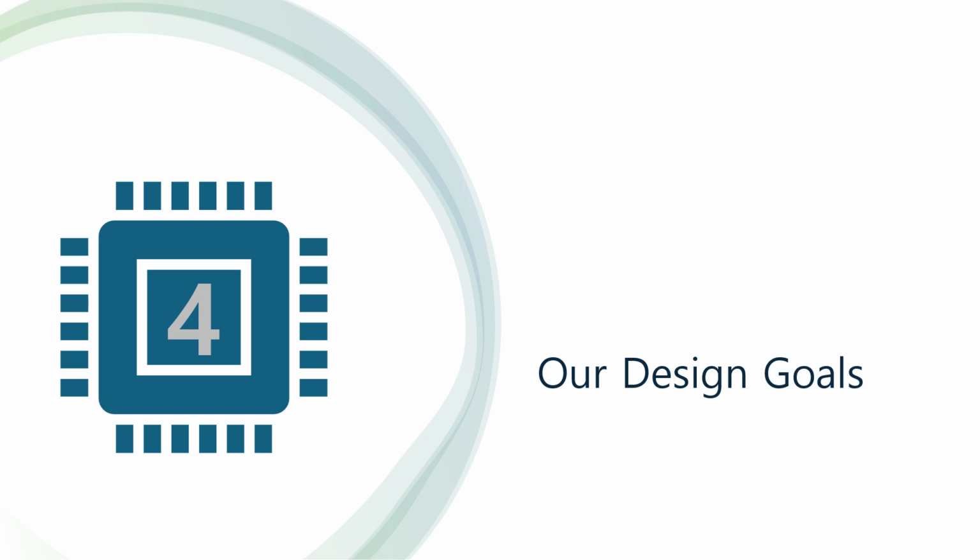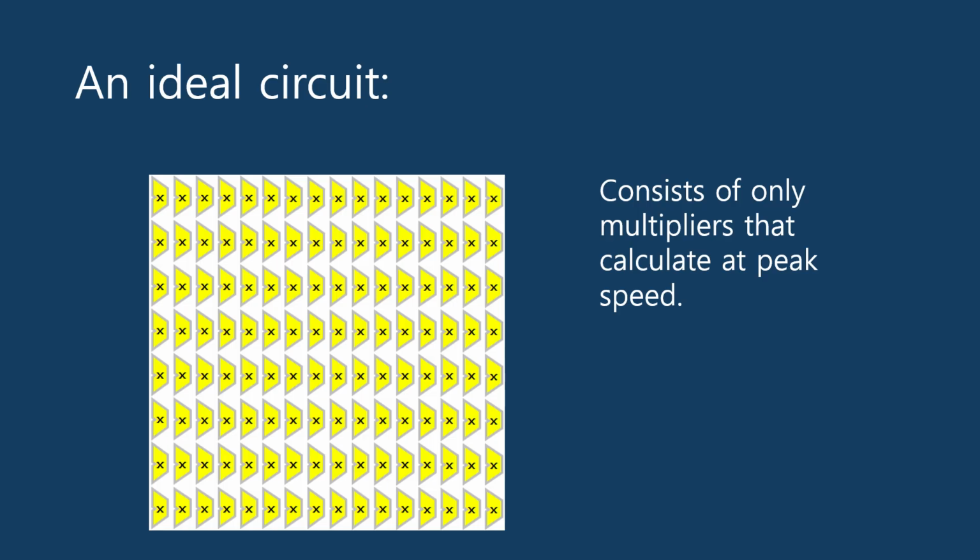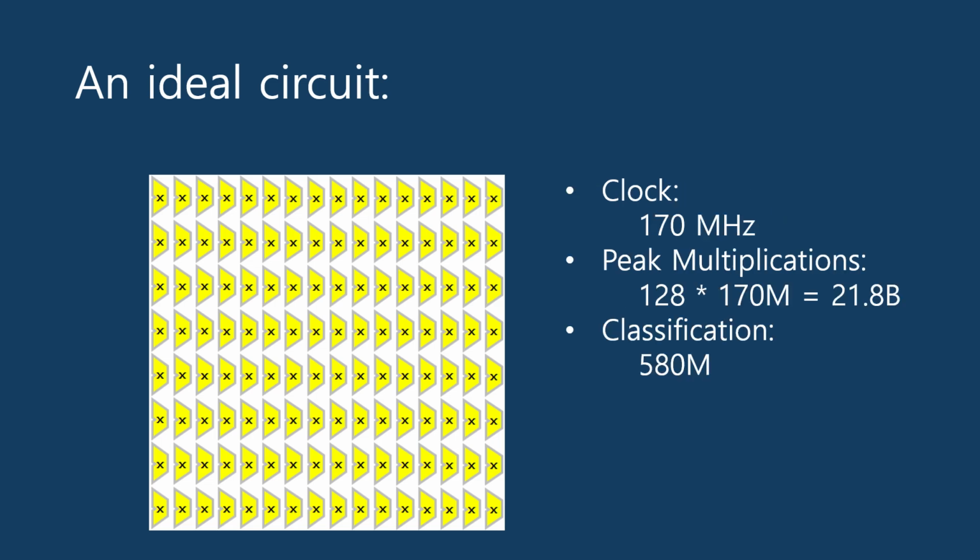An ideal computational circuit consisting of 128 multipliers would look like this. In this circuit, all resources are used to implement the multipliers, and all multipliers are operating without any idle time. What's interesting is that once the number and speed of the multipliers are determined, the maximum AI algorithm computation speed that the circuit can compute is also determined. For example, imagine a computation circuit consisting of 128 multipliers operating at 170 MHz.